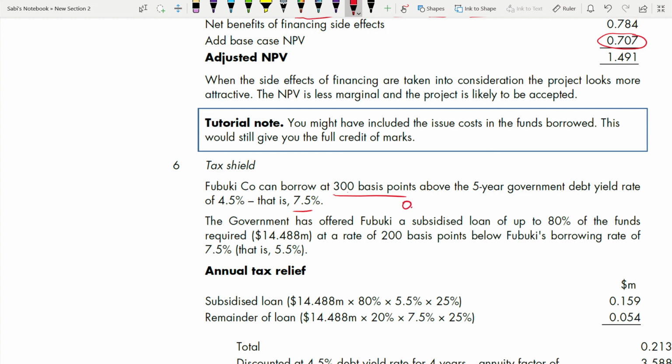I took this as 0.3%. That's why I was getting 4.8%. But 300 basis points means 3%. So you have to add 3% to 4.5, which is 7.5. The government has offered Fubuki a subsidized loan of up to 80% of the funds required at a rate of 200 basis points below the borrowing rate. So the borrowing rate is 7.5, below it is 5.5. So what is the difference? 7.5 minus 5.5. That's how you're getting that 2% benefit of subsidy.